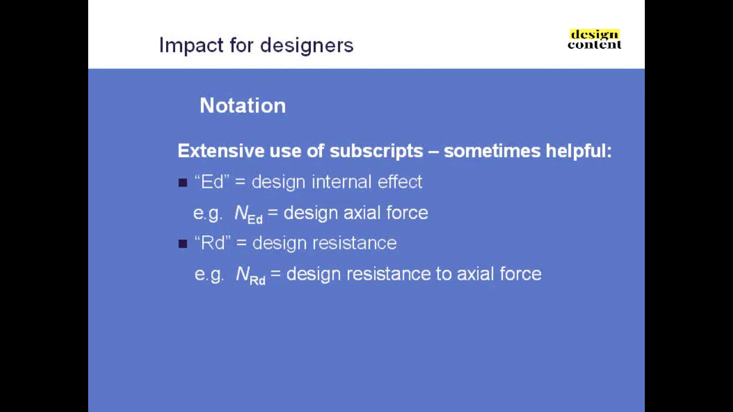You'll also see K as well. Sometimes there might be NEK or NRK. A K is basically a characteristic resistance, which means it hasn't yet been factored by a gamma factor. That's the distinction. We'll talk more about that. So it can be helpful, can be unhelpful.